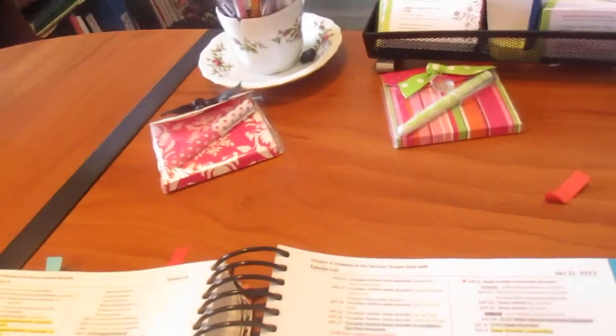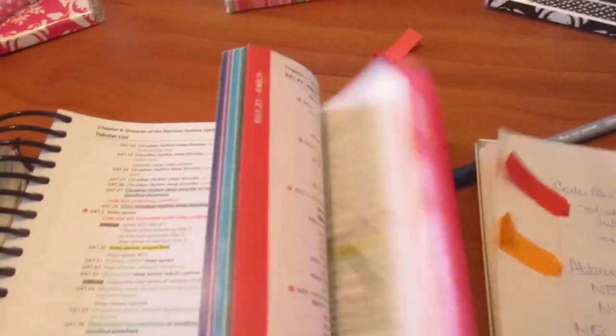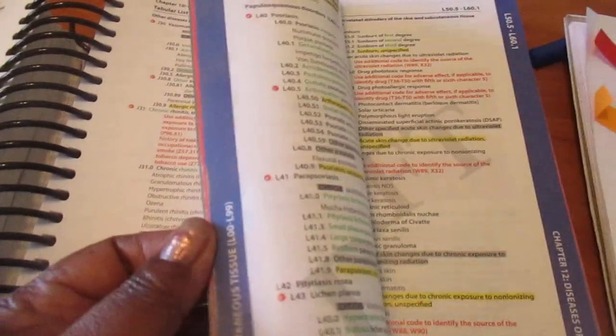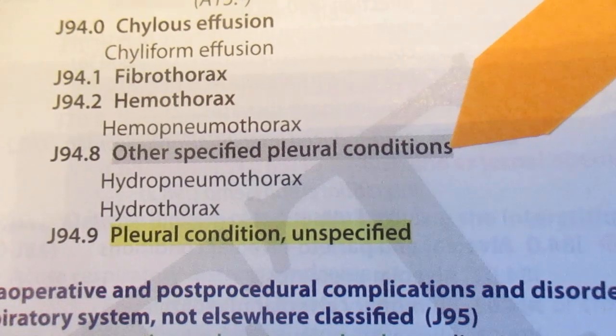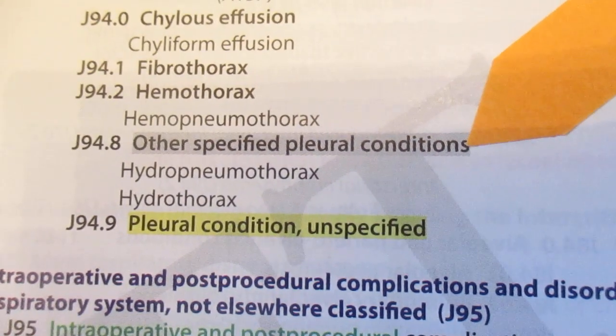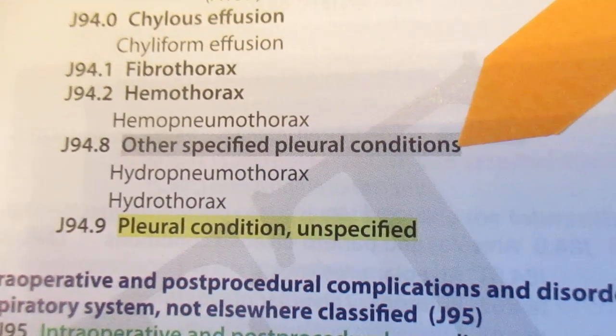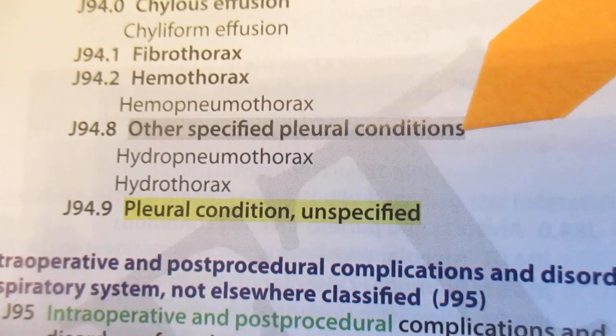So I want to show you two codes that will help you understand NEC and NOS. Let's start with NEC. Now remember, with NEC, there is no code that specifies what your physician was, as specific as he could be. J94.8, other specified pleural conditions. In other words, he specified it, but your code book won't break it down enough for you to code it to that. So other specified captures whatever you need to put there, okay?